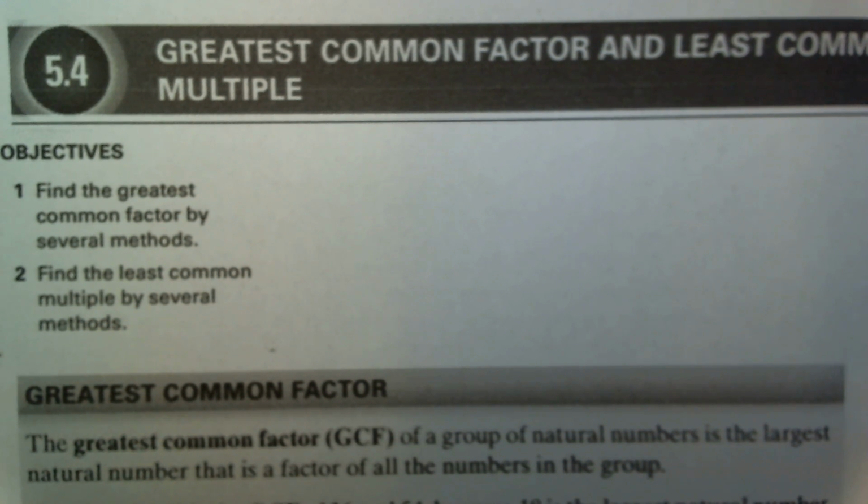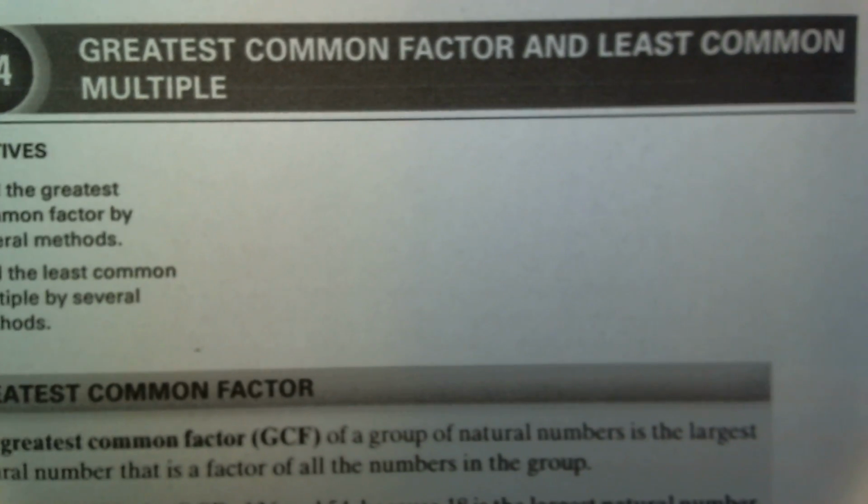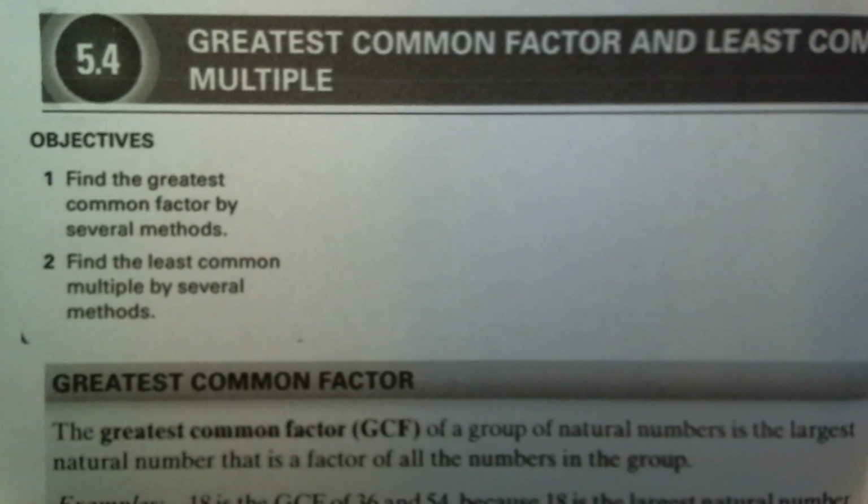Section 5.4 is about the greatest common factor and the least common multiple. These are the only two objectives here: to find the greatest common factor by several methods, and then also to find the least common multiple by several methods.